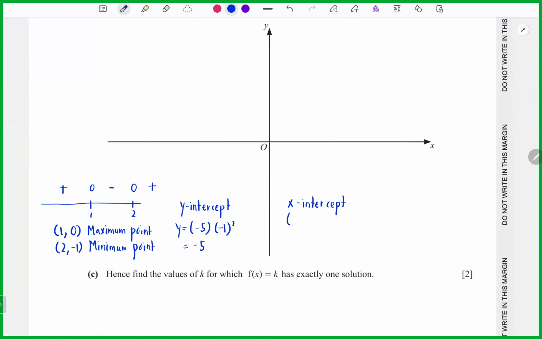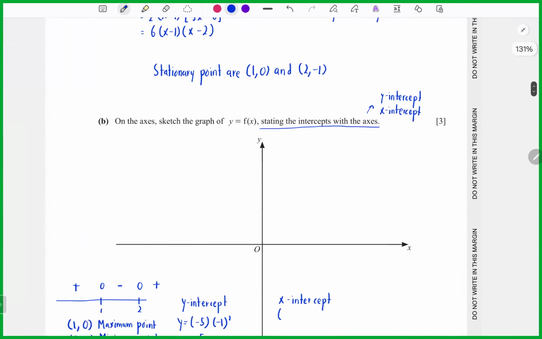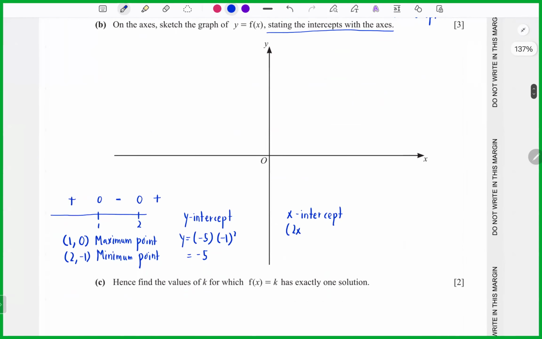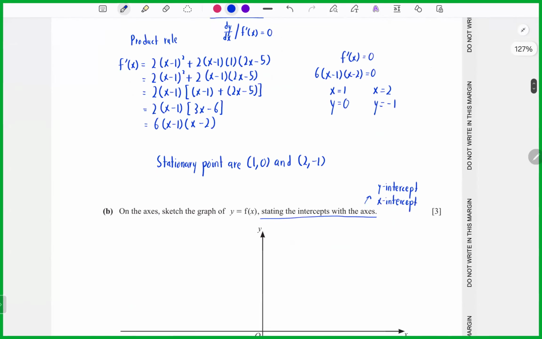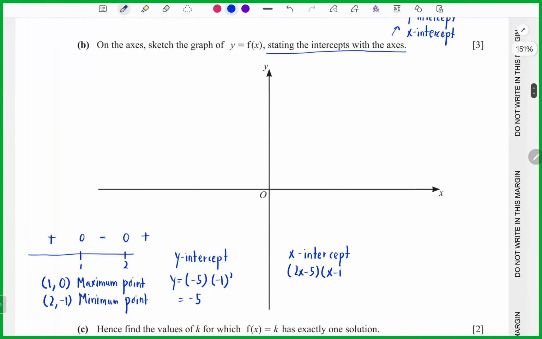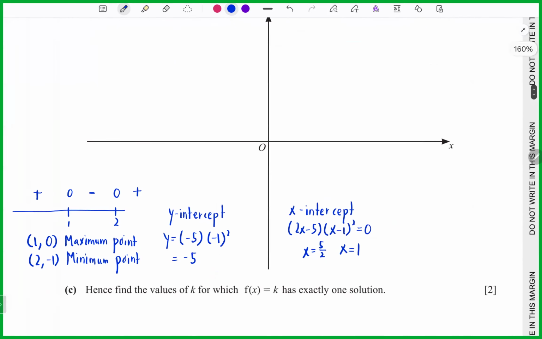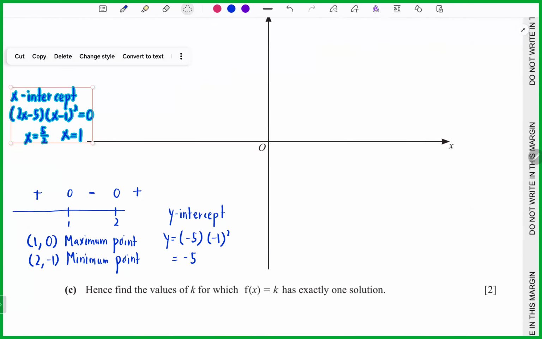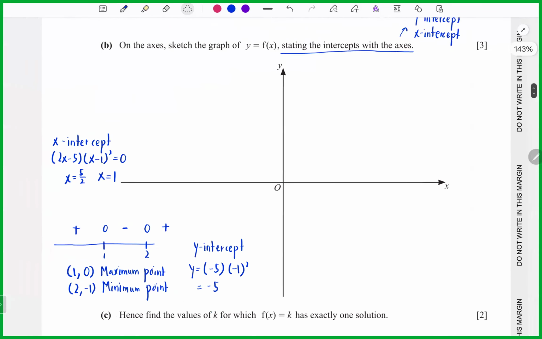So bracket 2x minus 5, x minus 1, minus 1 square equals to 0. So you'll get two answers here. x equals to 5 over 2 and x equals to 1 here. So you already get these three pieces of information here, right? So you can try to draw out the graph.